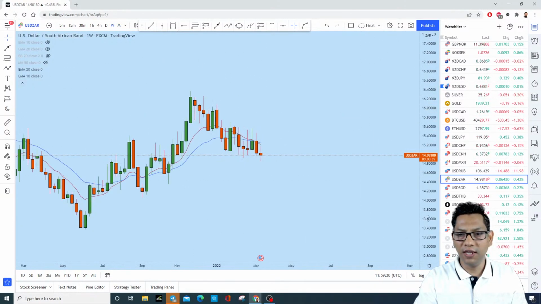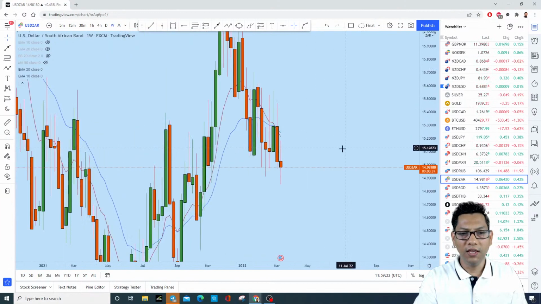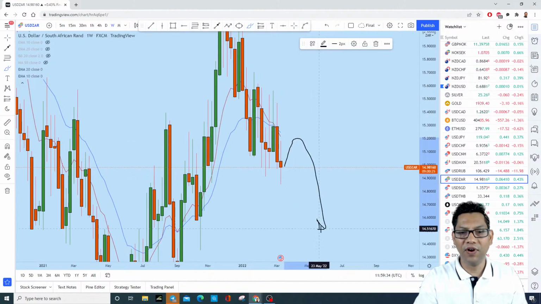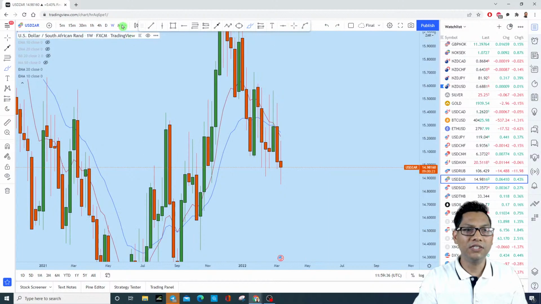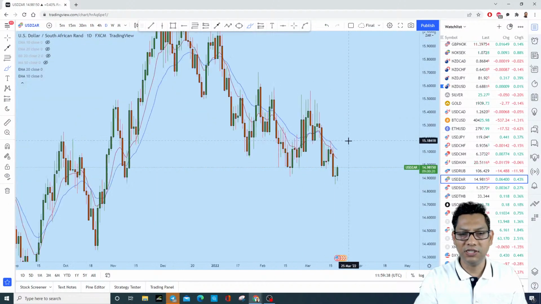Let's see on the weekly. Okay, so weekly the price is creating basically a doji. Still not closed, but if it closes as a doji on the weekly, the next one will go up and then finally will come down. So let's see on the daily how this is happening.